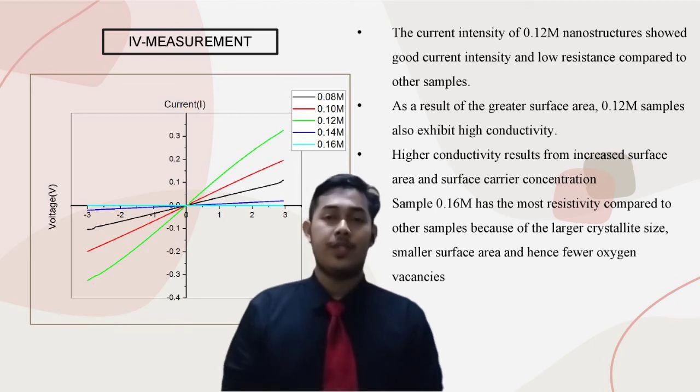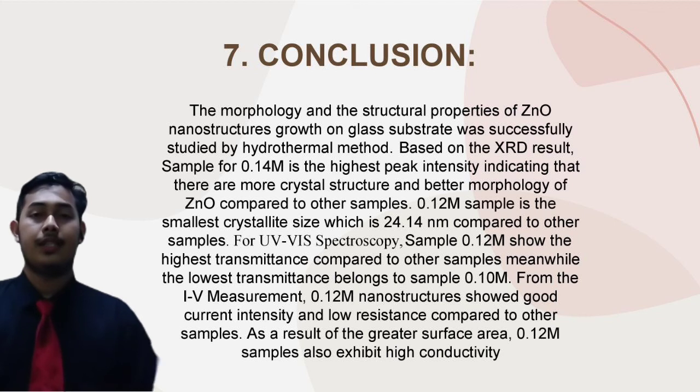Last but not least is IV measurement. The current intensity of 0.12 M nanostructure shows good current intensity and low resistance compared to other samples. As a result of the greater surface area, 0.12 sample also exhibits high conductivity. Higher conductivity results from increased surface area and surface carrier concentration. Sample 0.16 has the highest resistivity compared to other samples because of the larger crystallite size, smaller surface area, and hence fewer oxygen vacancies.